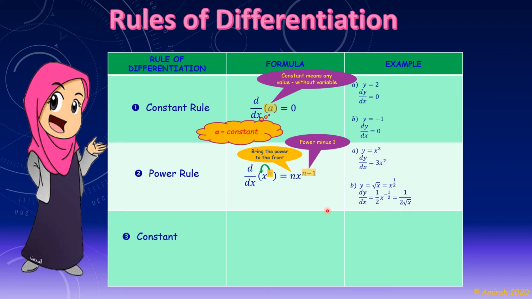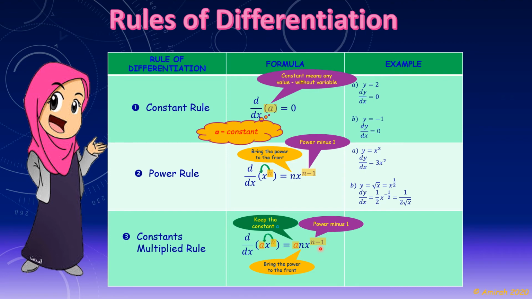The third rule is the constant multiple rule. If we differentiate a x to the power of n, the answer should be a times n x to the power of n minus 1. What we do is we move the power n to the front, and at the same time we subtract 1 from n, then it becomes n minus 1. And also we need to keep the constant a at the front.